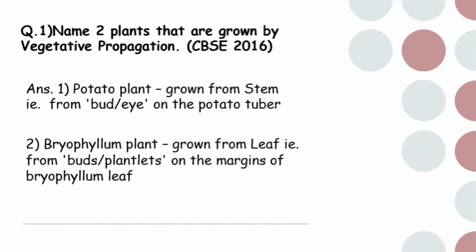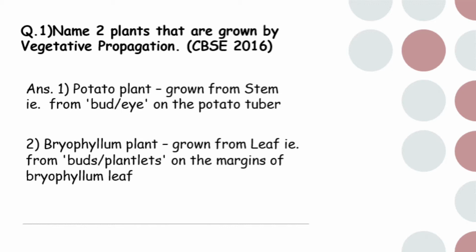Number 1, growing potato plant from stem, that is from the bud or eye growing on the potato tuber. Tuber means the thickened underground stem of a plant which is swollen with stored food. So if we cut a small portion of the potato tuber containing the bud or the eye and grow it in the soil, it will give rise to a new plant.